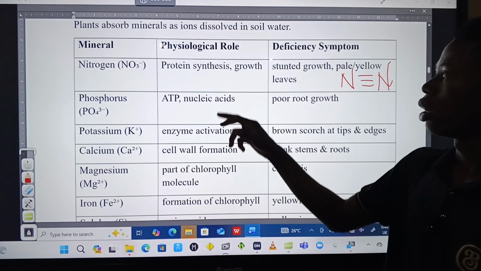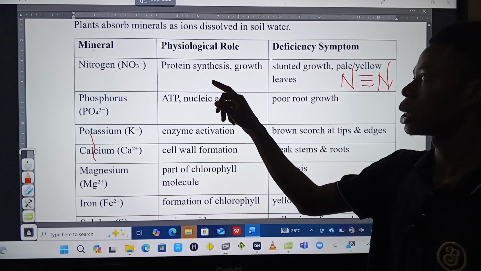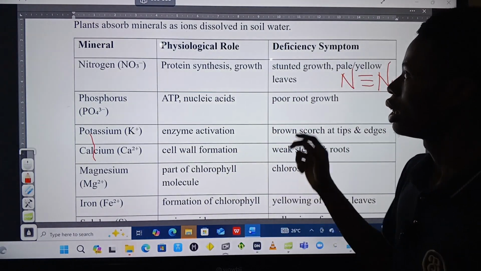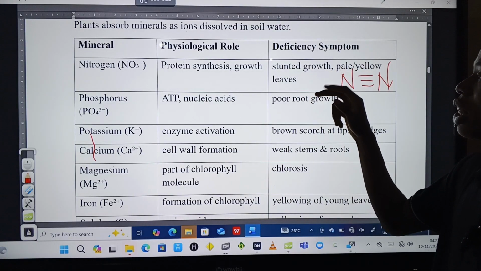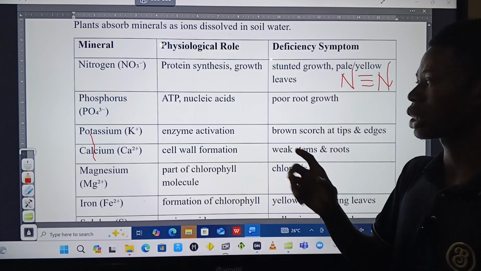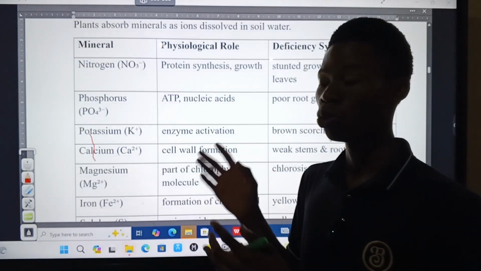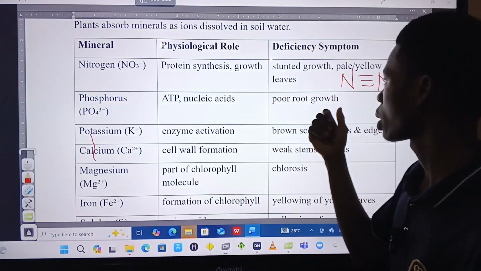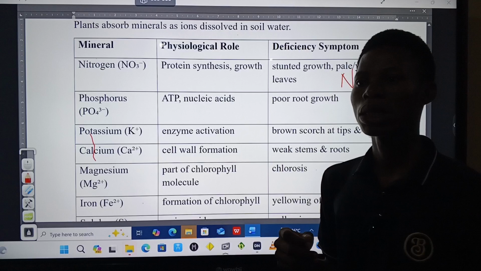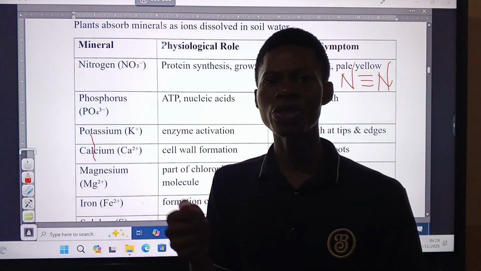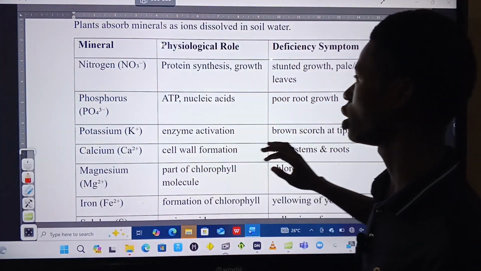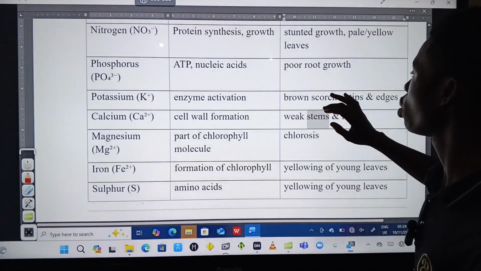But now plants take in nitrogen from the soil, and it is used for protein synthesis and growth, meaning without nitrogen, plants cannot synthesize protein. Now, if nitrogen is deficient, it will lead to stunted growth and pale or yellow leaves. There's a question they normally ask. Of course, I'll be giving you JAMB and WAEC past questions after this class. There is a question they normally ask in JAMB, that the yellowing of the leaves is deficiency of which mineral? The answer is nitrogen. So if nitrogen is deficient, the leaves become pale or yellow.